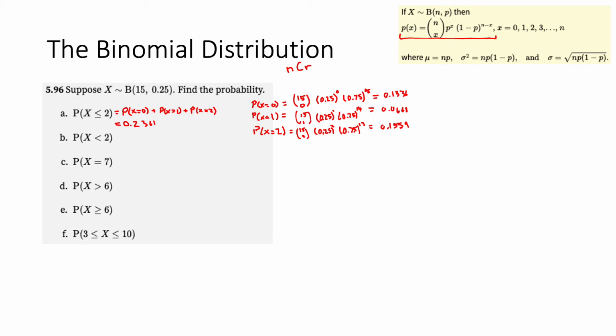Now, if they say less than 2, that means just 0 and 1. 2 is no longer included, so we can use a lot of the same information here that we just calculated, which is good. Try not to do more work than you have to. And this is just going to equal 0.0802. Okay.